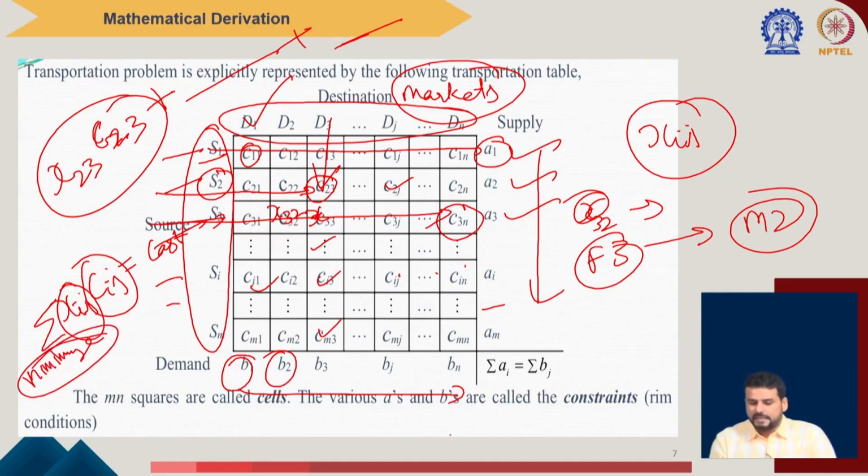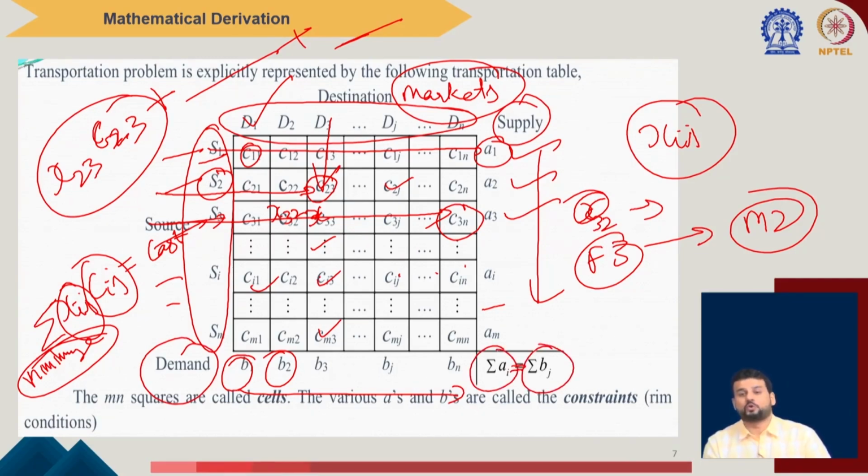Now the constraints. Like we talked about, the supply is known, the demand is known, and they should be equal. Total supply should be equal to total demand. If it is so, then we call it a balanced problem. If it is not so, the problem is not balanced, and then we need to balance the problem. We will talk about the special case when it is not balanced. Here we are assuming supply is fixed, demand is fixed, and both are known.